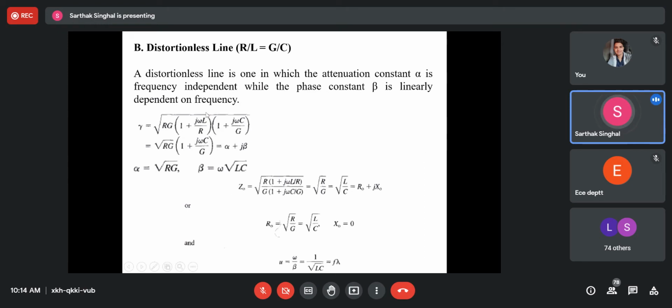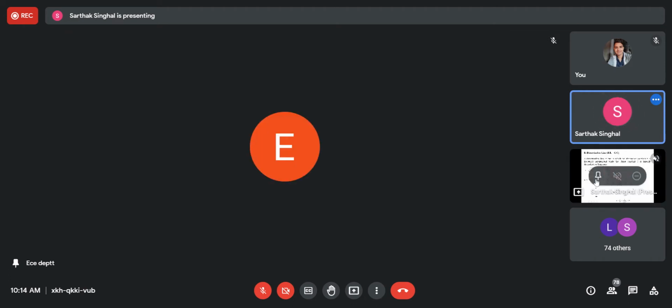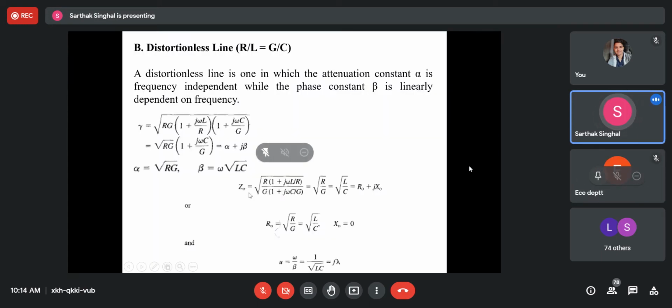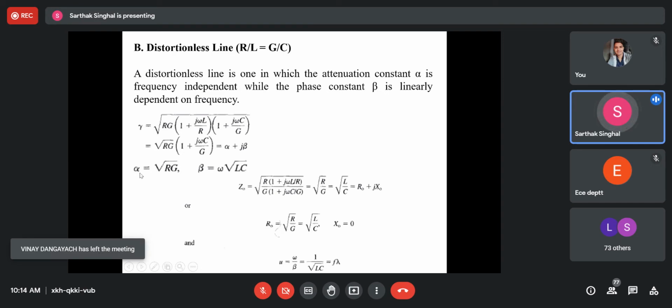And by taking this condition, that is R upon L equal to G by C, we calculated the values of the propagation constant, and by evaluating that value, we calculated the value of attenuation constant, that is under root RG, and phase constant, which will be omega under root LC, and the characteristic impedance, which was again given by the under root L by C or R by G. So your characteristic impedance will again be independent of the frequency, and similarly your attenuation constant will also be independent of the frequency.